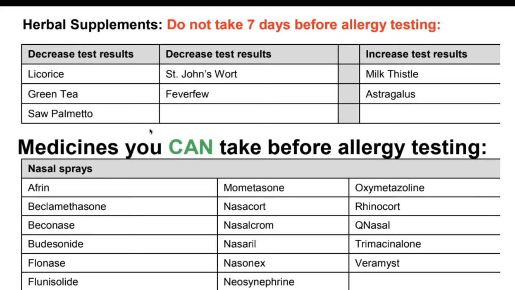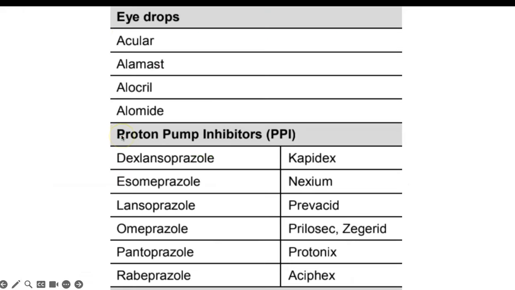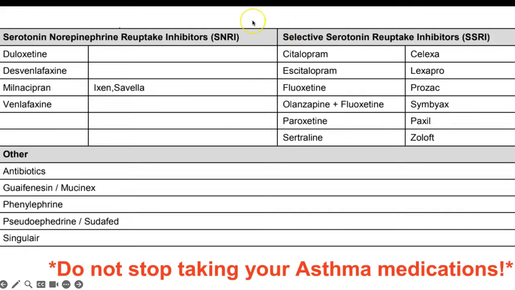So certain nasal sprays that were listed before should be stopped. Steroid nasal sprays can be given. Then eye drops, all eye drops, and proton pump inhibitors can be given very well. And then serotonin norepinephrine reuptake inhibitors can be given, so they are also antidepressants. These antidepressants need not be stopped. Okay, then others, the antibiotics need not be stopped. This is important. And also remember, do not stop taking your asthma medication without the doctor's advice.